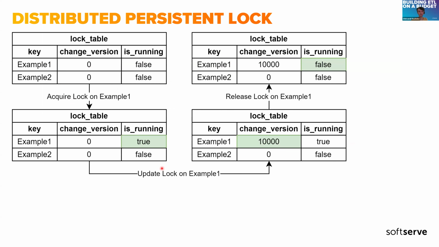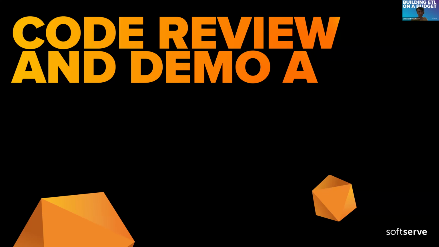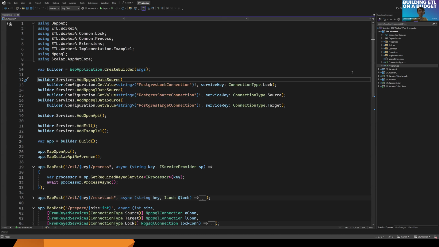Let's illustrate how the log will work. I created a table in an ACID-compliant database, again Postgres in our case, with 3 columns: process key, last process change version, and is running. Acquiring the log means setting is running as true. Updating the log means setting a new change version. And releasing the log means setting is running as false. So it can't be simpler. Let's switch to Visual Studio and see how it looks in code.